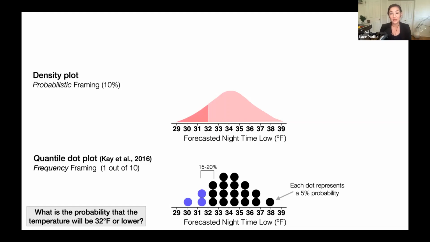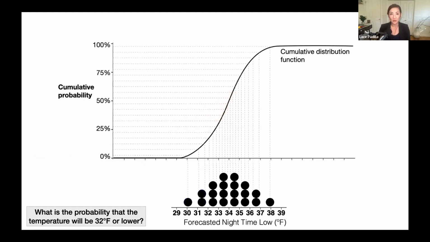And of course, the cool part about all of these distributional visualizations is we can work backwards with a cumulative distribution function and find the exact probability at any given value. In this case, it's 16%. And we estimated between a 15 and 20% likelihood that the forecasted nighttime low will be 32 degrees or below. So we're pretty close when the actual probability was 16%.